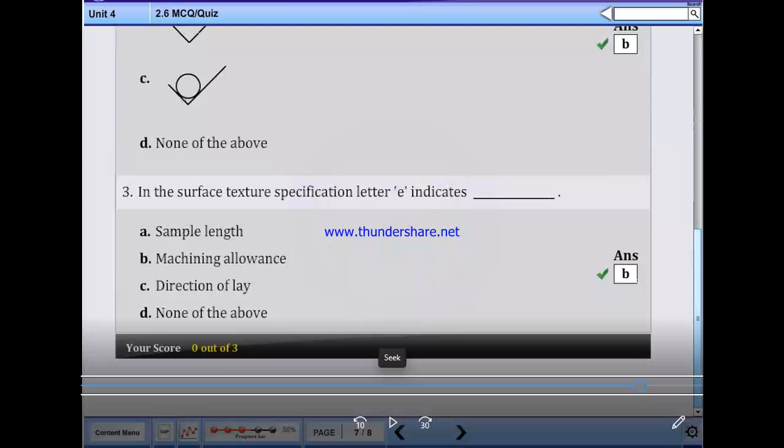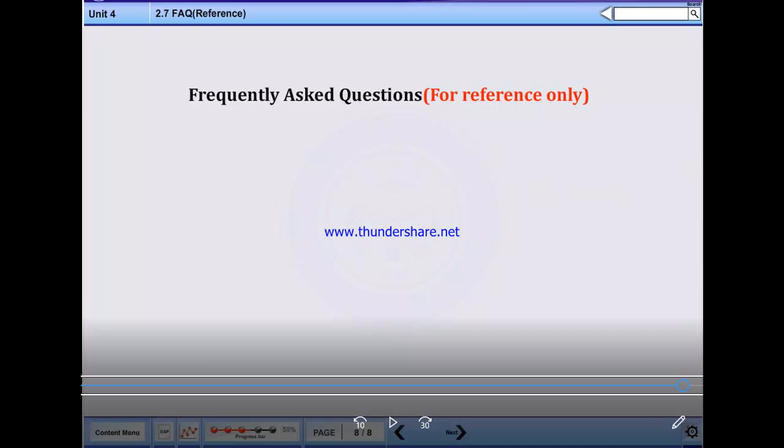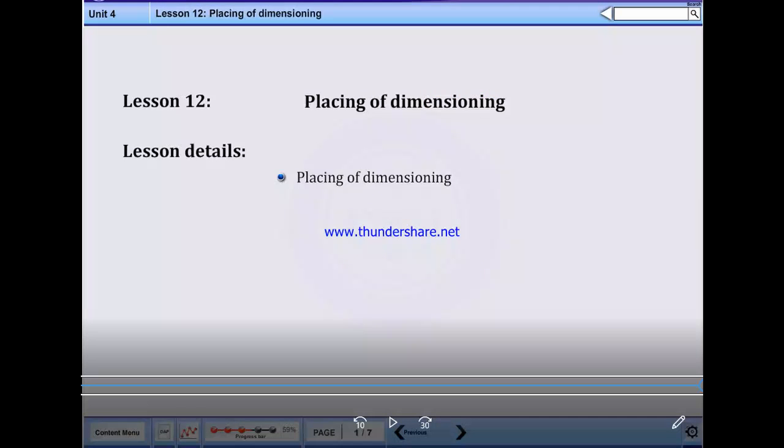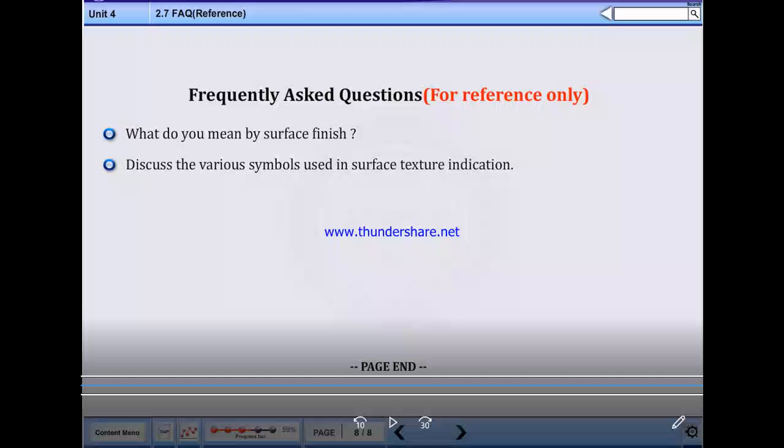Third question. The surface texture specification letter E indicates A. Sample length, B. Machining allowance, C. Direction of lay, D. None of the above. The answer is B, that is machining allowance. Now note down some frequently asked questions. These are examination questions. Please note down.